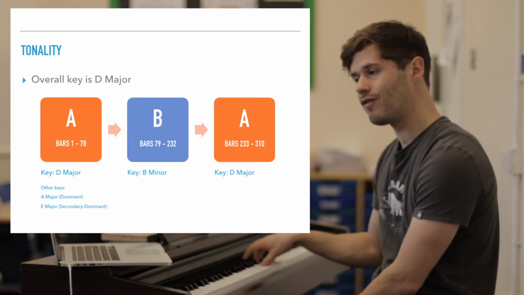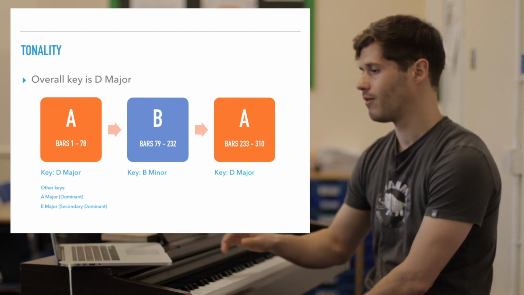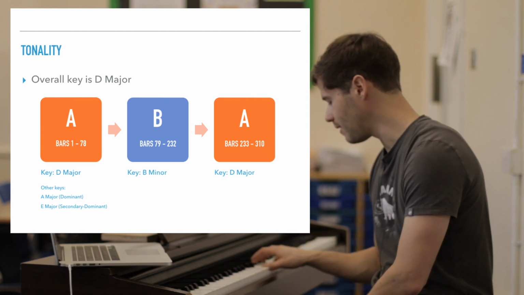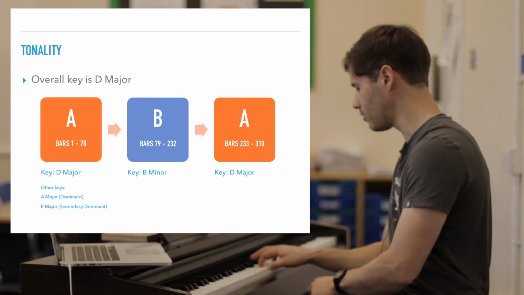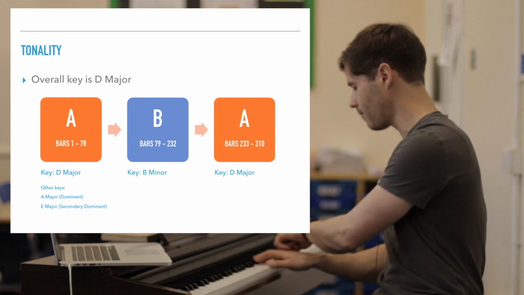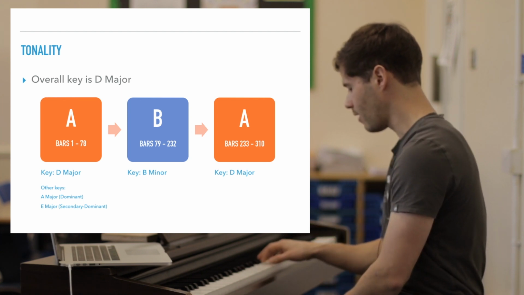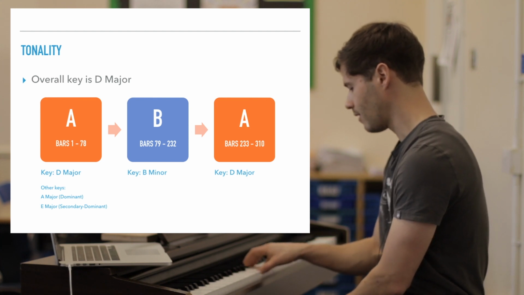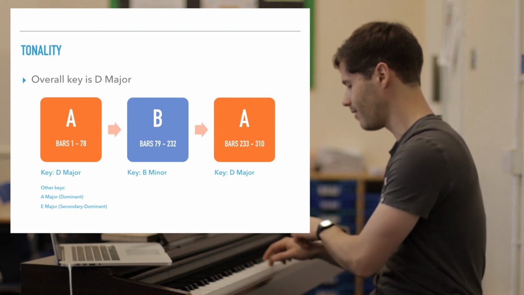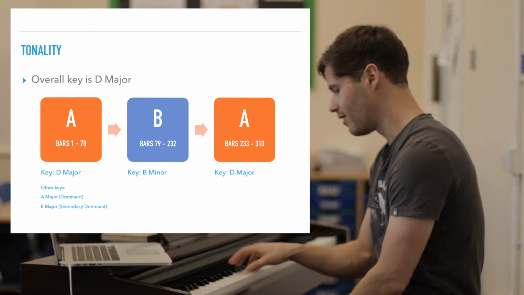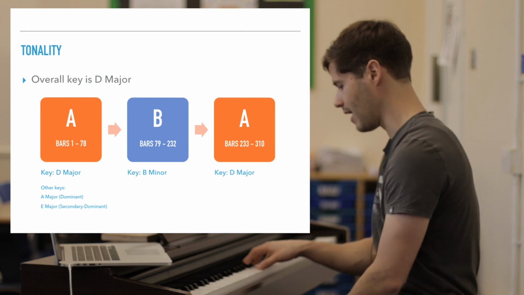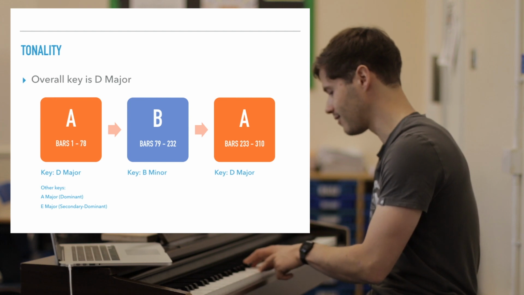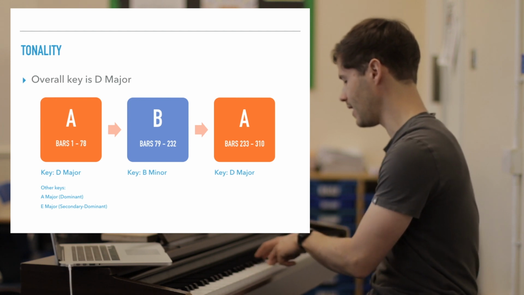So hopefully you can see now that the dominant of D, from D major, 1, 2, 3, 4, 5, is A major, and the dominant of A, go down here, 1, 2, 3, 4, 5, is E. So we've got the tonic D, the dominant of D is A, and then the dominant of A, so the dominant of the dominant, is E.